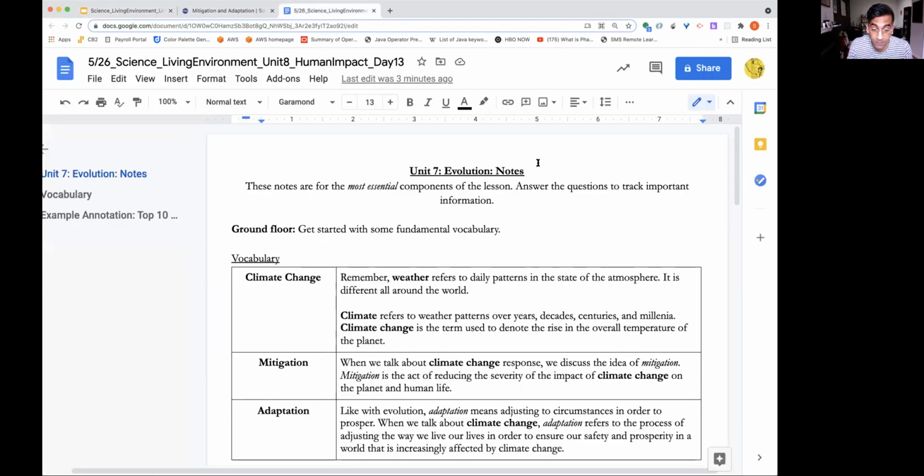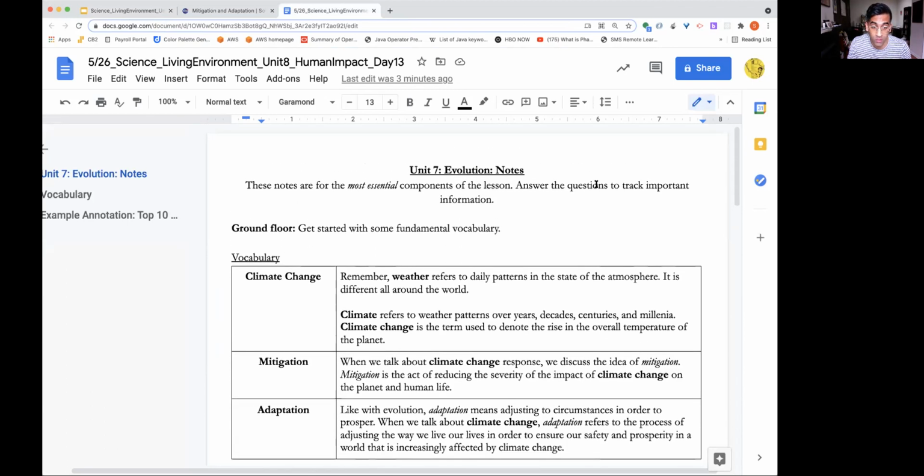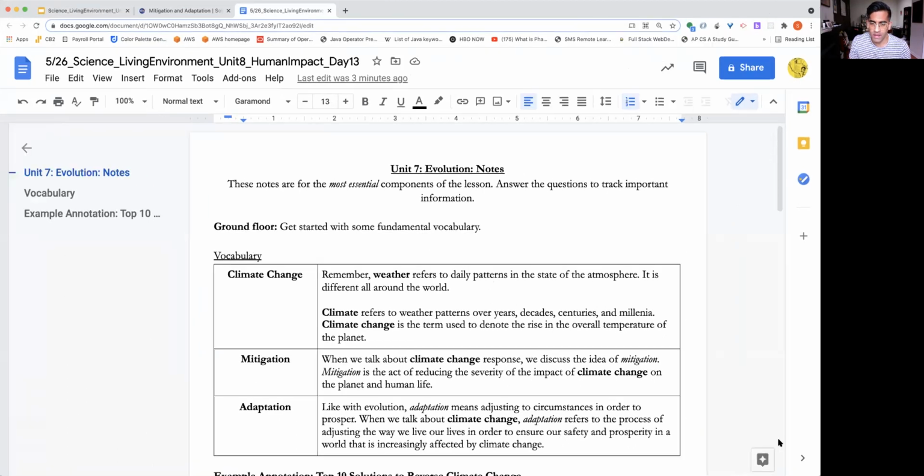There is this NASA excerpt that you're going to read. But in addition to that, I just wanted to get us in on the ground floor. We discussed climate change before, and again, I'm going to refer back to the difference between weather and climate. When we talk about weather, we're talking about daily patterns in the state of the atmosphere, that's different all over the world. On the other hand, when we talk about climate, we're talking about weather patterns over years, decades, centuries, and millennia. Climate change is the term used to denote the rise in the overall temperature of the planet, a rise that's year on year, decade on decade, and so on.